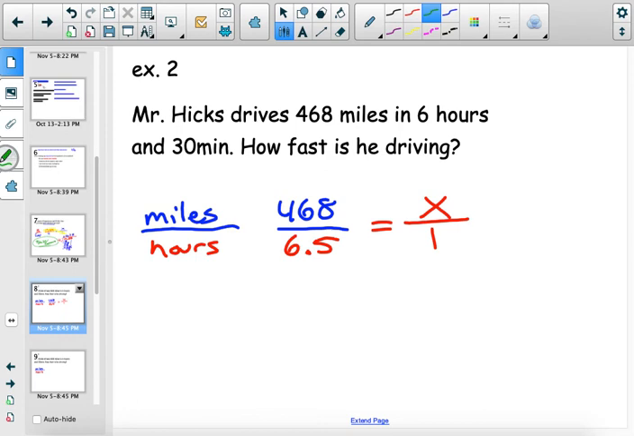Now let's look at this one. Do you know both of these? Okay, so I'm going to circle these two and multiply. Multiply by what you know. 468 times 1 is 468 divided by 6.5.